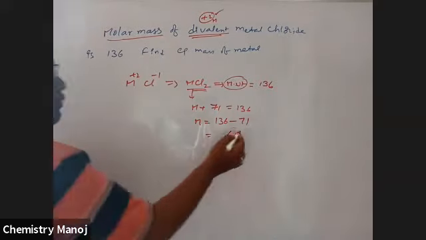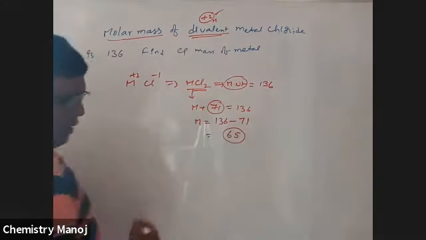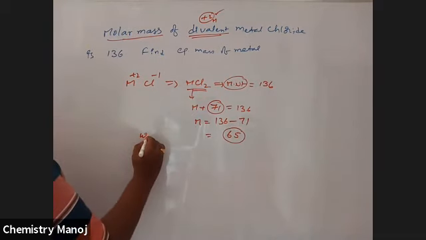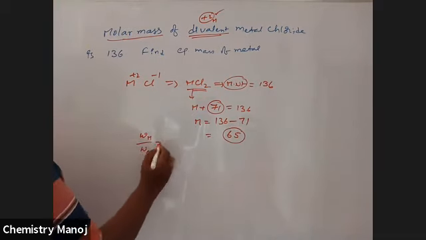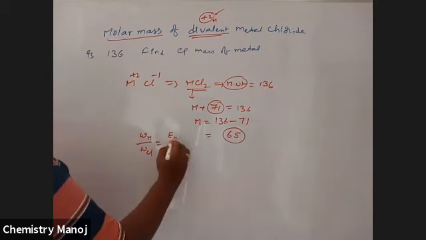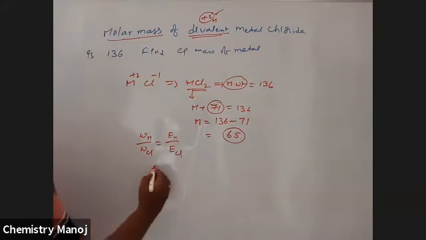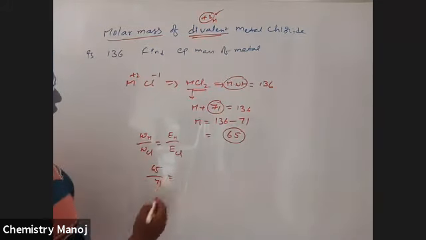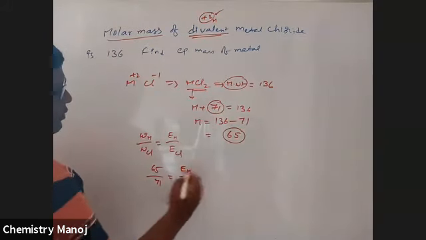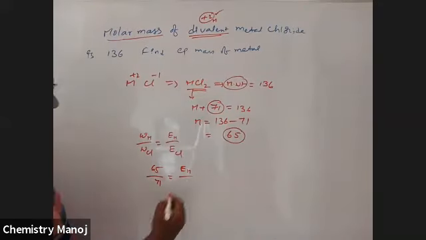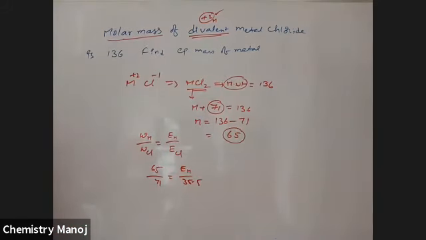Now we know the weight of metal and the weight of chlorine. The formula is: weight of metal by weight of chlorine is equal to equivalent weight of metal by equivalent weight of chlorine. Weight of metal is 65, weight of chlorine is 71, equal to equivalent weight of metal by equivalent weight of chlorine. Valency is 1, atomic weight by valency, that is 35.5.